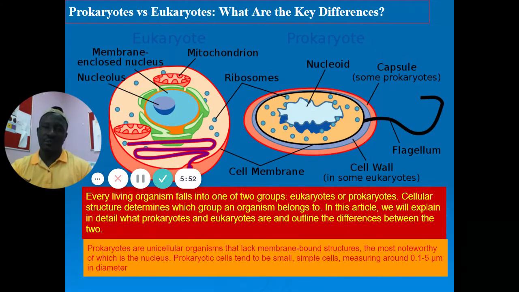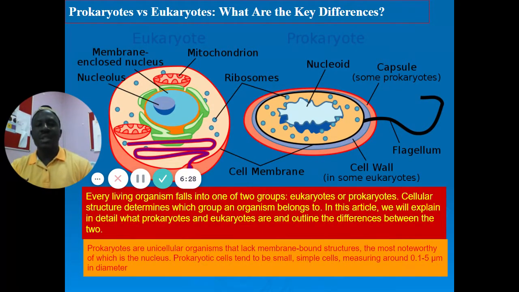Primitive, from the word primitive. Primitive cells, prokaryotic cells. Prokaryotic cells are also associated with bacteria. Basically, when you read about prokaryotes, you're talking about bacteria and how they are adapted. Sometimes we ask you to draw the structure of a prokaryote. We are basically asking you to draw any structure of a bacterium you know, but you must be in a position to label the subcells, the organelles in that bacterium.